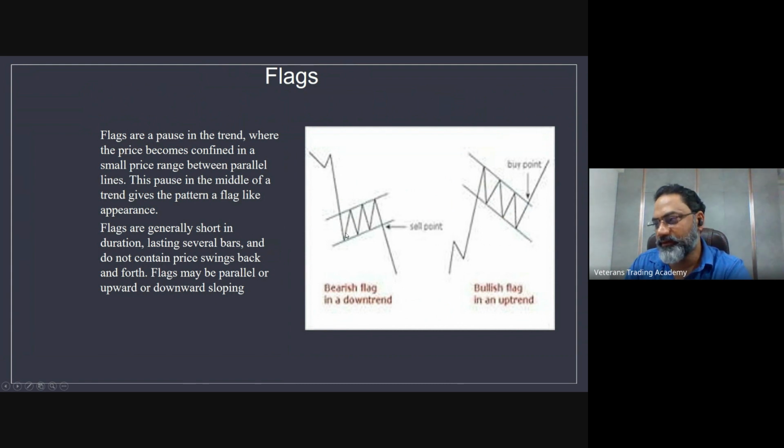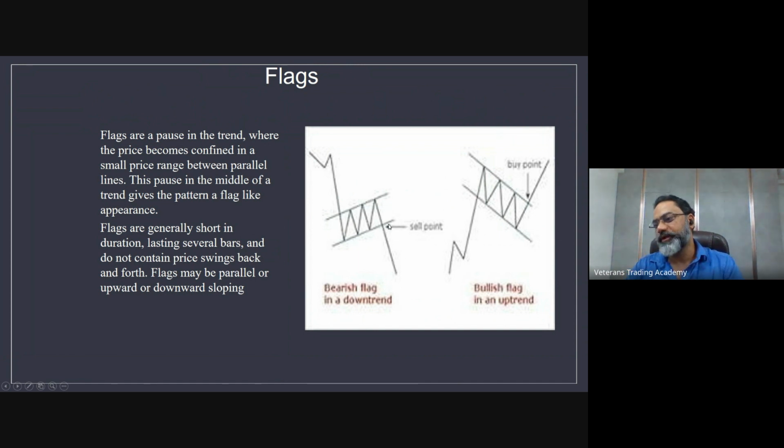Now it will take a breather in a formation of a flag, in which it goes in a consolidation pattern, and thereafter it makes some tops and bottoms, which may be higher tops and bottoms, but this is part of a larger downtrend, and finally it breaks down, and this is the sell point. So this is a bearish flag pattern in which further it goes down.